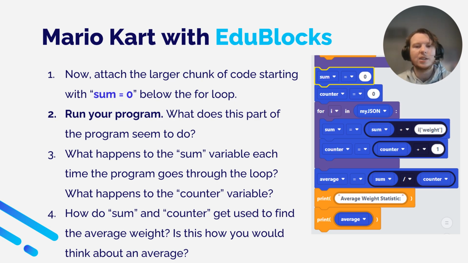And so we want them to look at what each part of the program is doing. They should think about what happens to the sum variable each time the program goes through the loop. So you'll notice that the sum variable equals sum plus the observation weight that we're currently on. The counter also increases by 1. And then once we get to the end, our average is the sum, which at this point should be all the weights added together, divided by the counter, which is the number of times that the loop ran. This should print out an average weight statistic and a number.